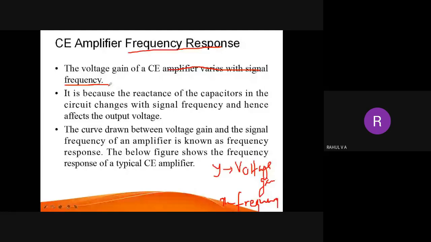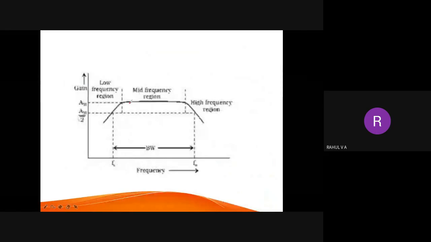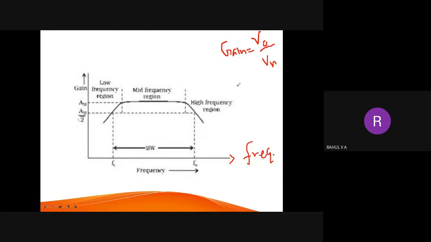We will see what the frequency response of a common emitter amplifier looks like. As I said, frequency is on the x-axis, and voltage gain is on the y-axis. We know what gain is: output voltage divided by input voltage.